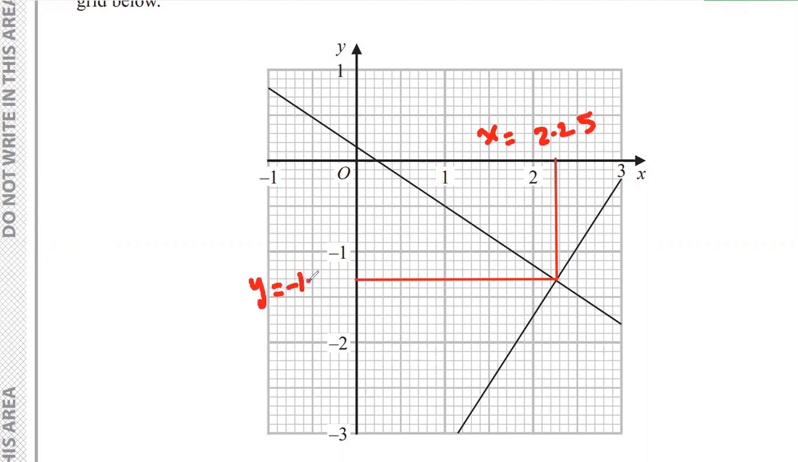So the y value is basically -1.3. That's why the solution for this is going to be the value of x, as we said, is 2.25, and the value of y is -1.3. And these are estimated values. These answers can be slightly different from the mark scheme.